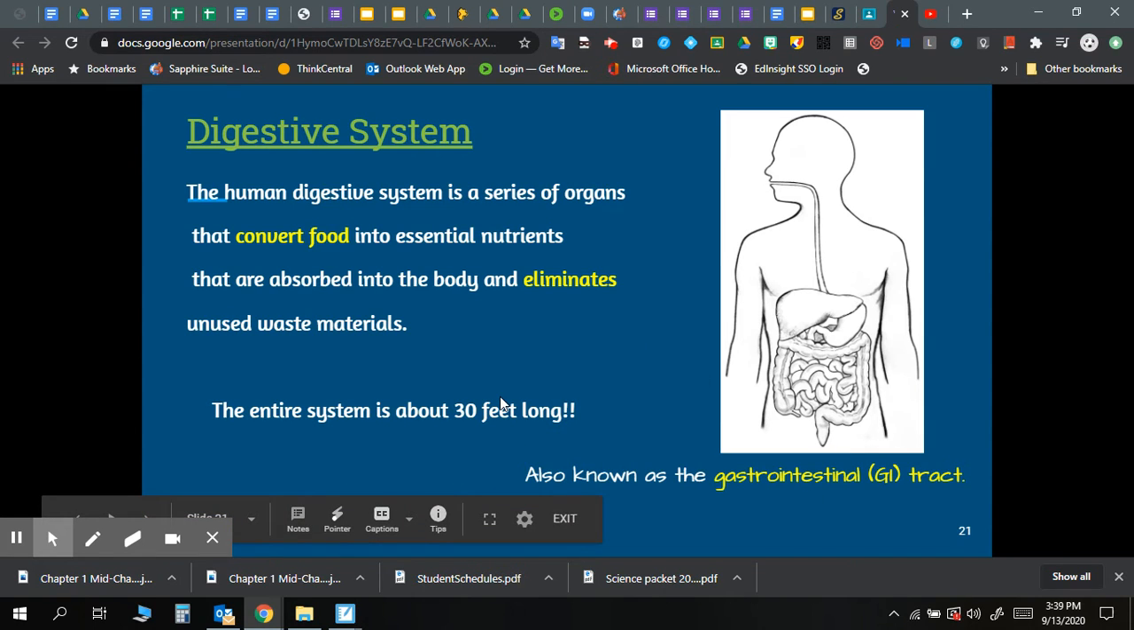Okay, so today what I'd like to do is read page A19 to you. So please get out your science book and turn to page A19, and it says the digestive system at the top. Okay, please follow along as I read.